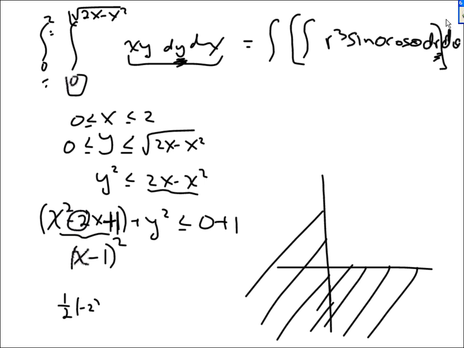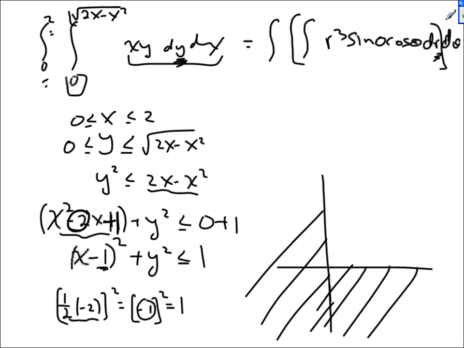Half of negative 2 is negative 1, and I square it, I get 1. That's why I added 1. What perfect square is it? It's x minus half of that number, x followed by half of negative 2, which is negative 1, squared. Plus y squared is less than or equal to 1.